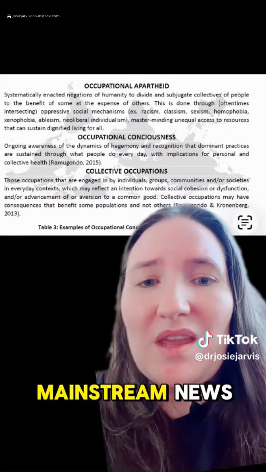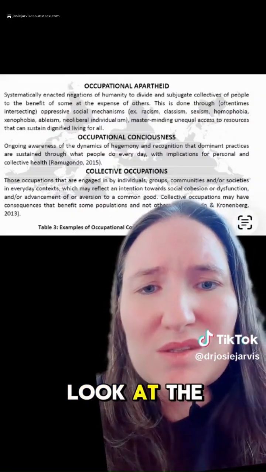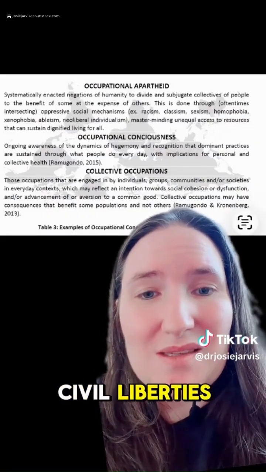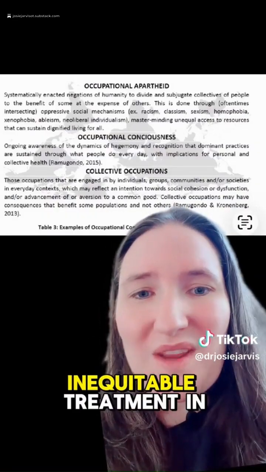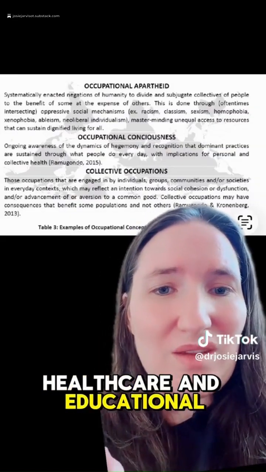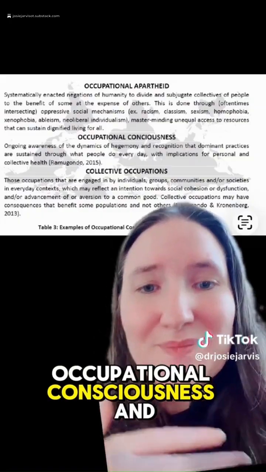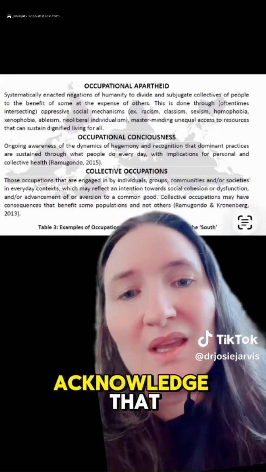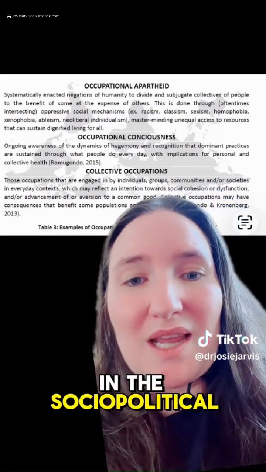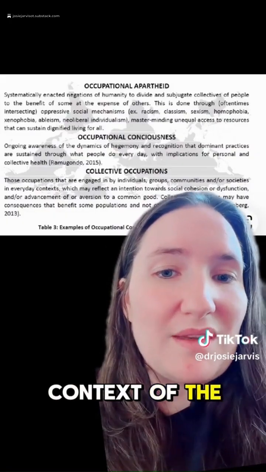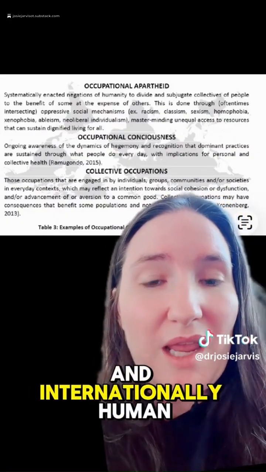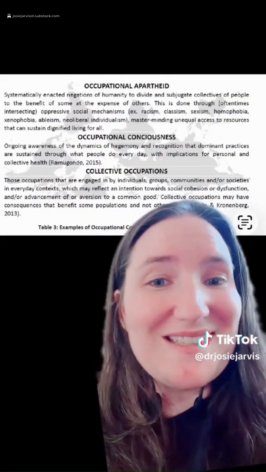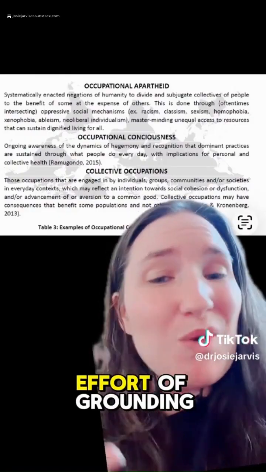This connects to the legacy of racism, voter suppression, segregation in the United States, and unequal living arrangements, zoning, and voting policies. Much of this is playing out live on the mainstream news here in the United States. When we look at the trauma that is being cultivated by ICE raids, the systematic denial of human and civil liberties, inequitable treatment in healthcare and educational systems, occupational consciousness and occupational apartheid invite us to make visible these relational realities where we can acknowledge that in the socio-political context of both the United States and internationally, human rights are not taken as a given for all.